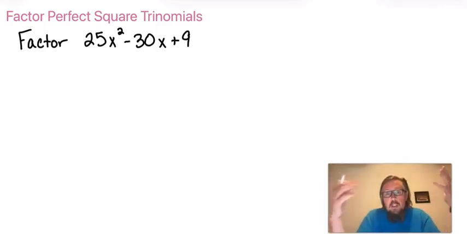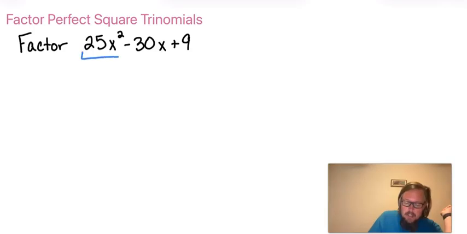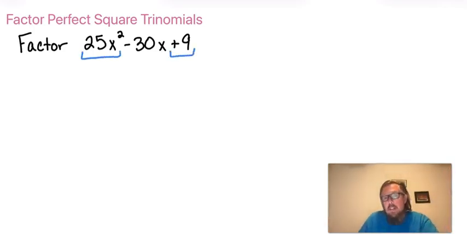But just like there are perfect square binomials, difference of perfect square binomials, there are also something called perfect square trinomials, and this is one of them. And the thing that clues you in to check and see, is it a perfect square trinomial, is if the first term and the last term are perfect squares. And in this case, they are. The square root of 25x squared is 5x, and the square root of 9 is 3. So first term and last term are perfect squares.